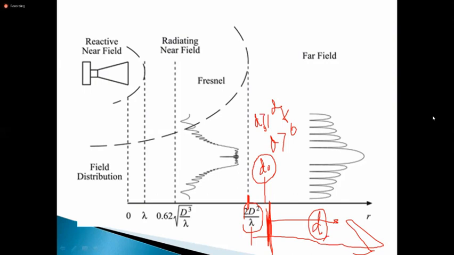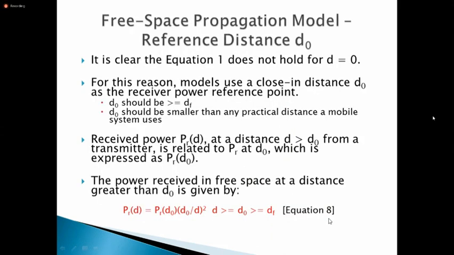D note must be a little greater than DF for the equation to be valid. There has to be that increase, which is why we used D note as a reference distance. D note is always greater than the far field distance, the Fraunhofer distance, or it can also be equal to DF. Okay? So for this reason D note should be greater than or equal to DF.